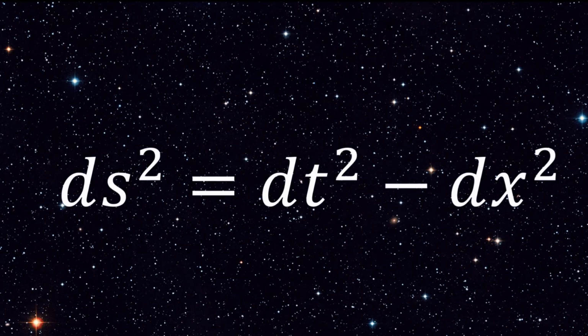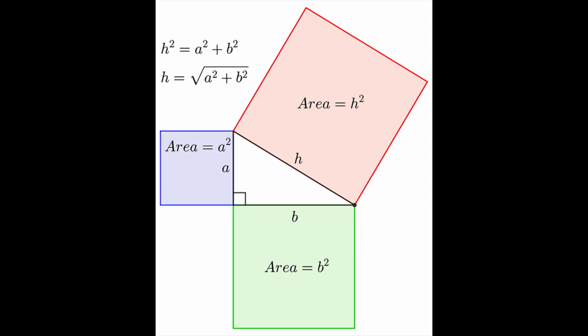Hi, today we're going to talk about the space-time Pythagorean theorem. In Euclidean space, we know that the square of the length of the longest side of a right-angled triangle is equal to the sum of squares of the other two. This is called the Pythagorean theorem, which we all know about.